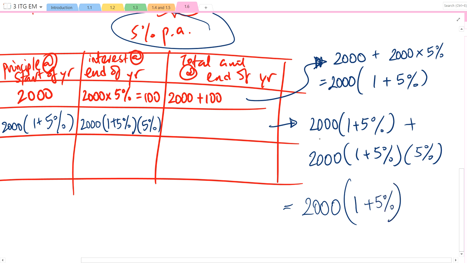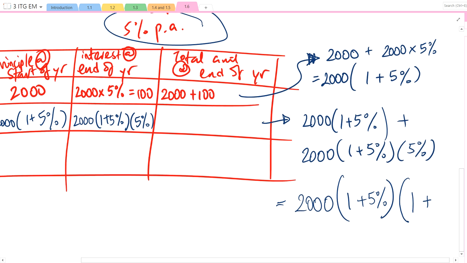So from my first number, after I take out 2000 times 1 plus 5%, what am I left with? No, the first number over here. This number, I factorize out 2000, I factorize out 1 plus 5%. What am I left with? 1. I'm left with 1. In the second number at the bottom, I factorized out 2000 and 1 plus 5%. What am I left with? Yeah, 5%.